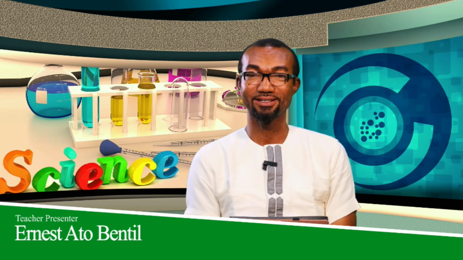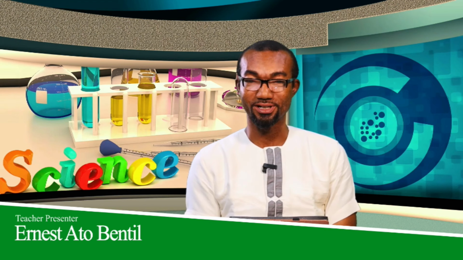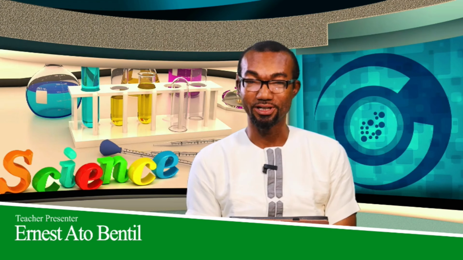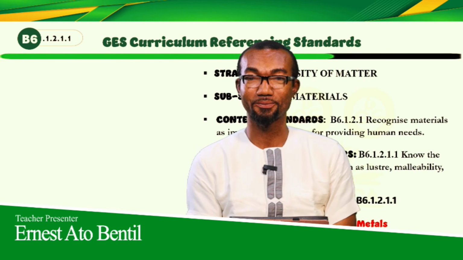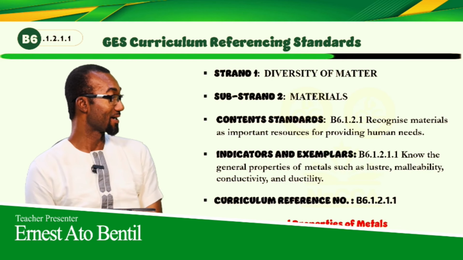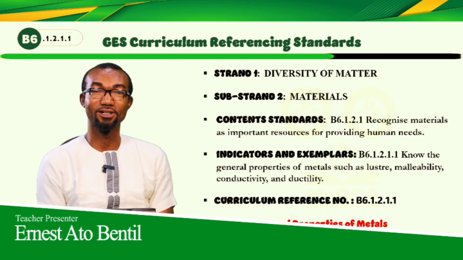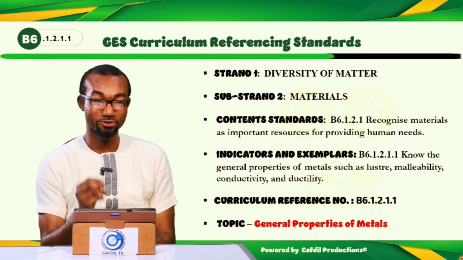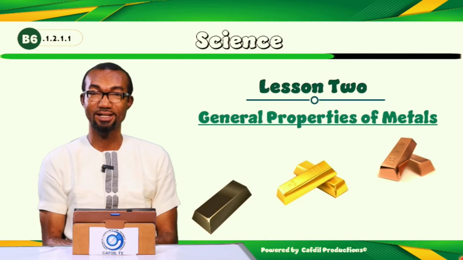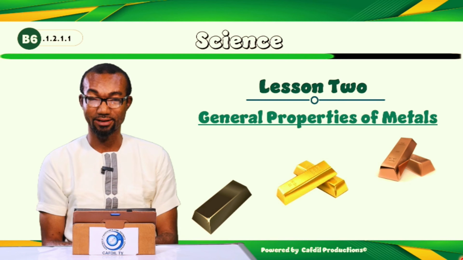Kate, we began our new lessons treating types of plant roots. In lesson number 1, we discussed types of plant roots. Today, we are going to go through another interesting lesson. As I told you in the first lesson, these lessons are based on the GES NACA curriculum you are also using at school. So we are on strand 1, diversity, lesson 2 on general properties of metals. This lesson is based on general properties of metals.